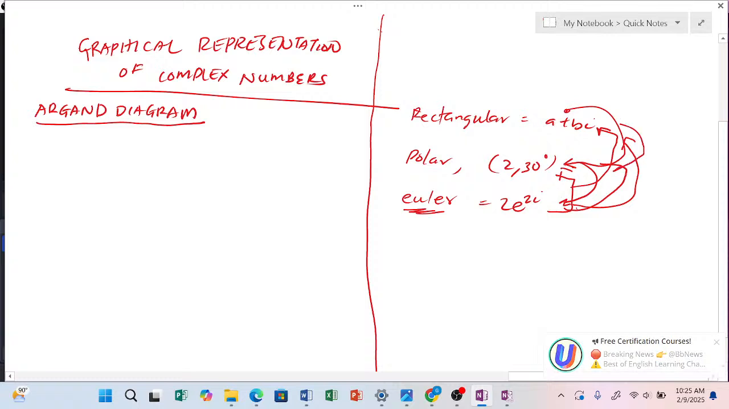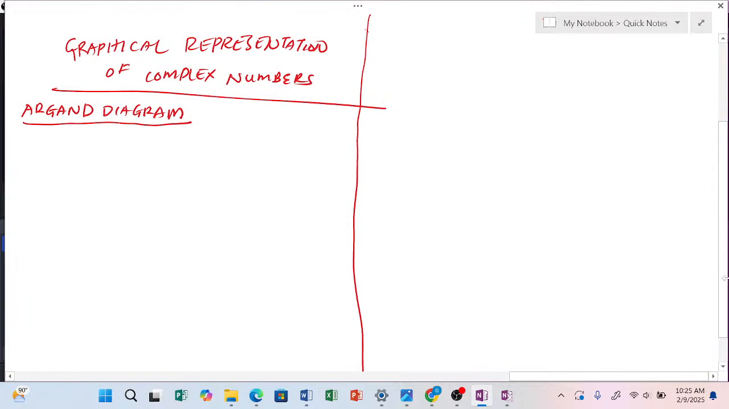Depending on what we want to do, we are just transforming complex numbers in the rectangular form either to the polar or to Euler, or from Euler to polar, or from polar to rectangular. So basically that is what complex numbers is all about, in terms of the mathematics behind it. So we want to look at the Argand diagram.